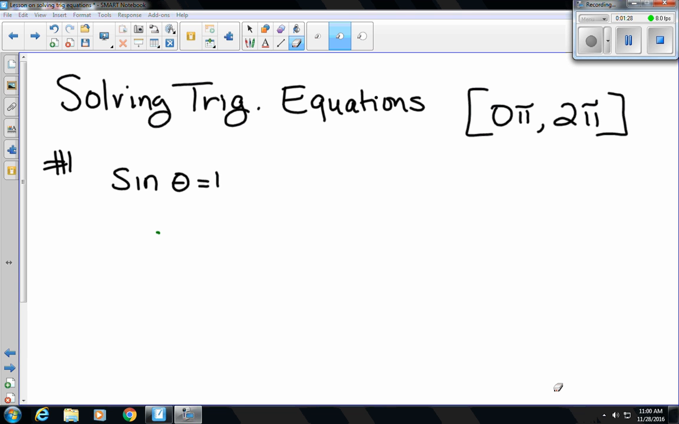Okay? So if you see that the restrictions are from 0 pi to 2 pi, then what kind of answers are we looking for? Are we looking for angles or are we going to be looking for ratios? Well, if they tell me my answers have to be between 0 pi and 2 pi, we're looking for angles. 0 pi to 2 pi is 0 to 360, right? Those are angles. Your answers will be angles in radian measure in terms of pi. Follow?